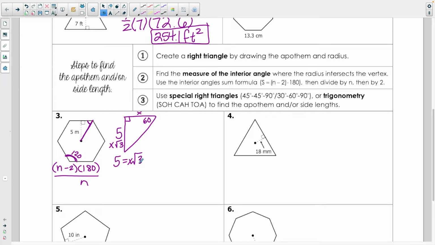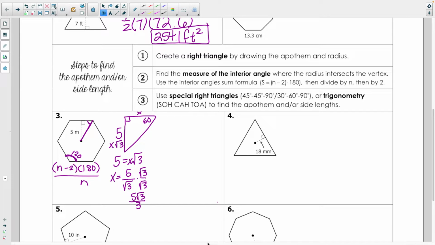We're going to divide by the square root of 3. So x equals 5 divided by the square root of 3. But we can't have that in the denominator. What do we do again? Times the square root of 3 over the square root of 3, which is 5 square root of 3 over 3.